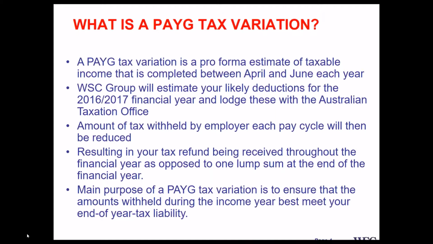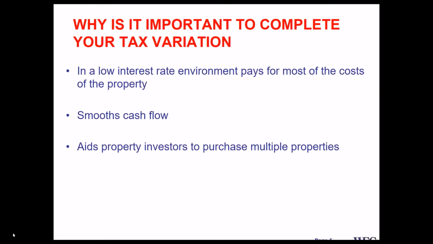So instead of getting a tax refund at the end of the year, you're actually receiving that through the financial year. That's the main purpose of the PAYG variation: to ensure the amounts withheld from your income during the year best meet your tax liability. As I've always said, why lend money to the government during the year interest-free? Better to have that in your own accounts.